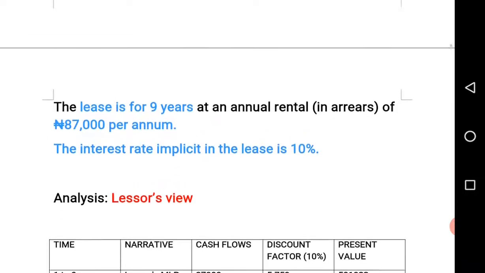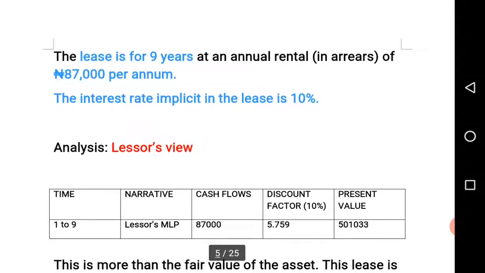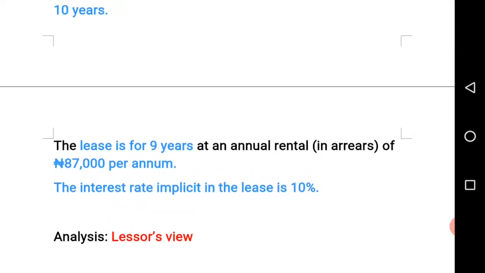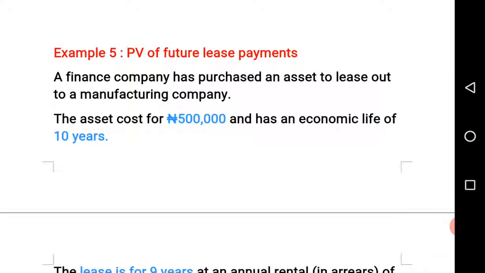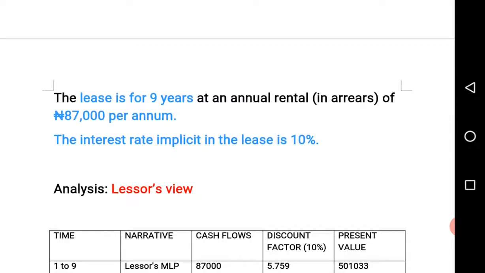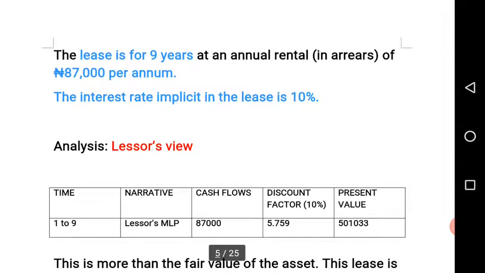So with another guess, we could see that the present value, the amount gotten, 501,033, is higher than 500,000, which is the cost of the asset. Now in finance lease, to identify finance lease, we could also get from our previous class that the gain or the income takes a substantial, the word substantial, part of the cost of the asset. It recovers a substantial part of the cost of the asset to the lessor.